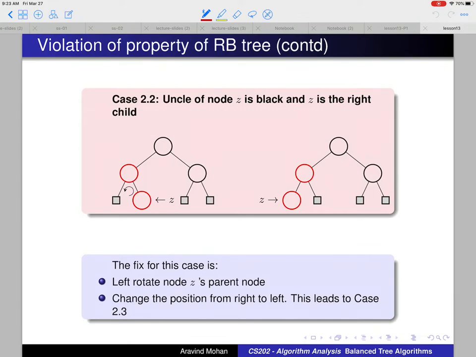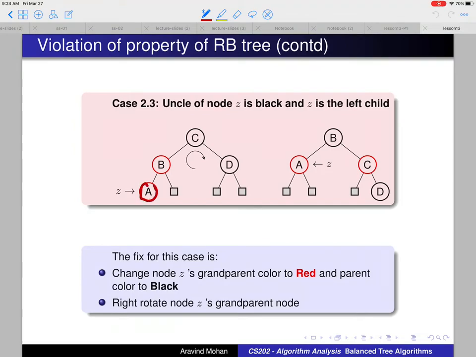Case 2.2 is where we say the uncle of node Z is black and Z is the right child, right? You can see again that there is a red problem right here, but this time the uncle is a black node. So what we do here is we are going to left rotate on this particular node, the parent of Z, and all we are doing is converting the problem from case 2.2 to case 2.3, where we shift the position of the node, which is the problem here, to be on the left side, right? By doing a left rotation, we simply shift the problem to be on the left side, and thereby it becomes case 2.3.